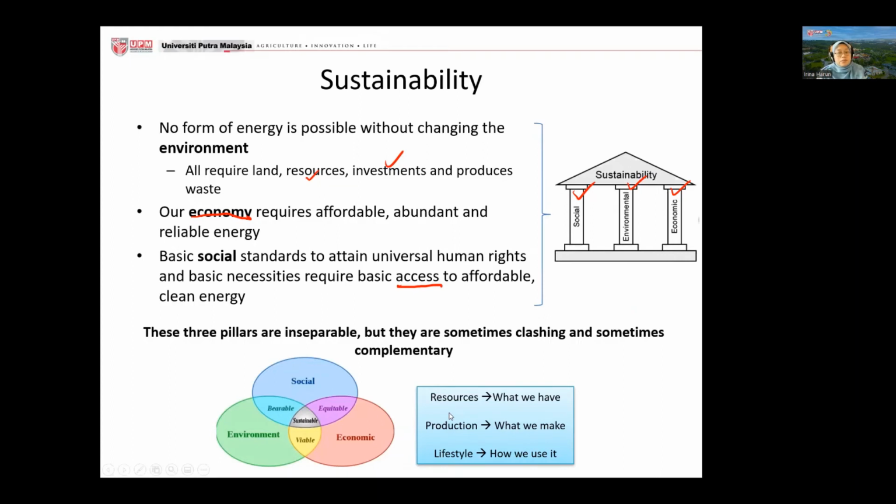So overall, from all of this, we just have to remember: resources is what we have, production is what we make, lifestyle is how we use it. Resources here is actually the environment. The production is the economy, and lifestyle is the social part. So that's how you can look at it, in very general terms lah.